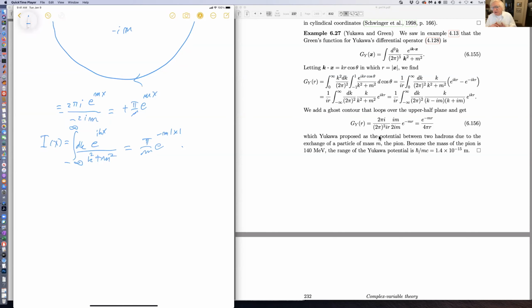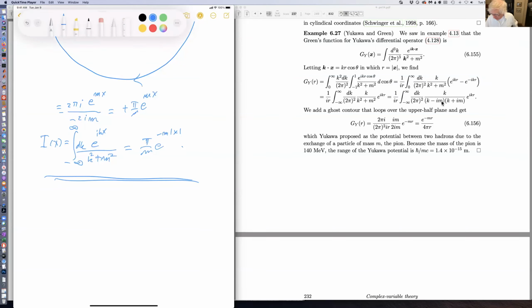Well, we can add a ghost contour now. r is always positive, and so the ghost contour will always go over the upper half plane, and then we just repeat the previous analysis, and we get, we pick up the pole at k equal to im.